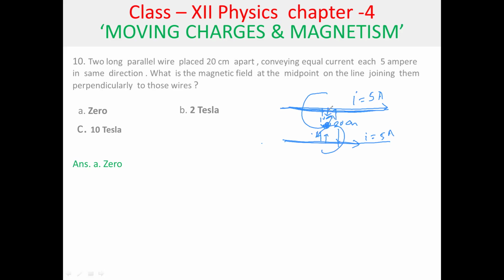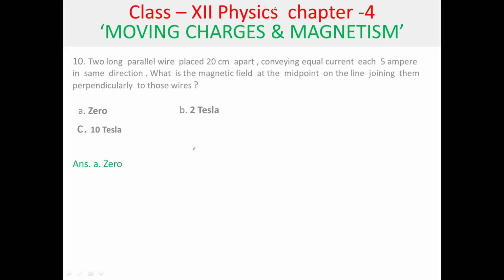As the distances are the same and the current carried is also the same, the force will be the same. That's why they will cancel each other. So here the magnetic field will be 0. Got it? Okay, let's go to the next question.